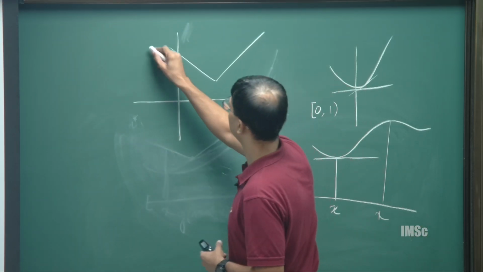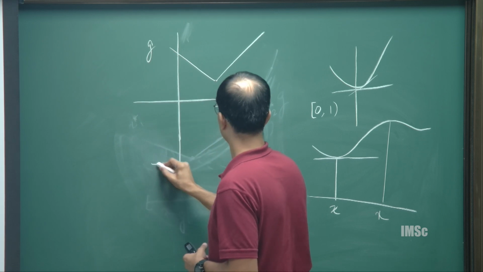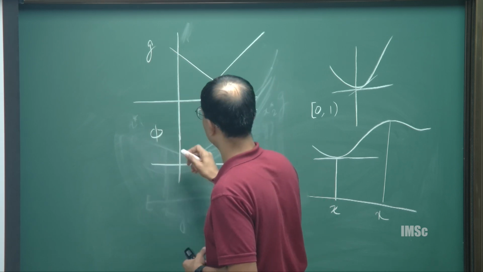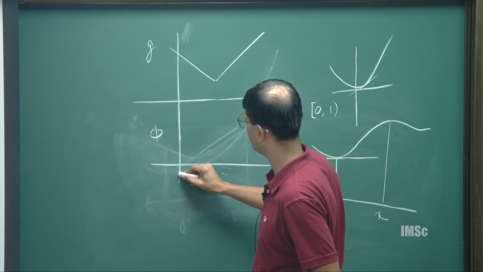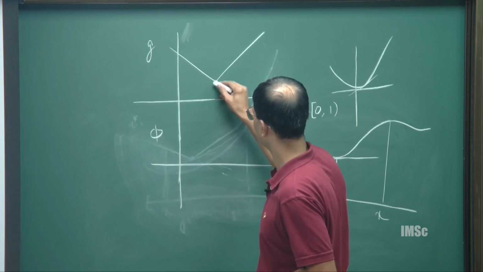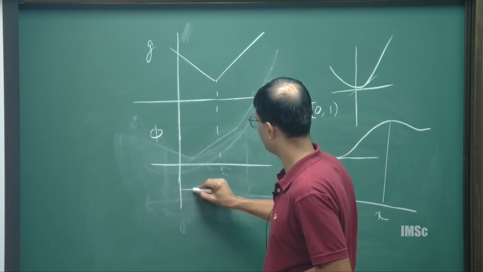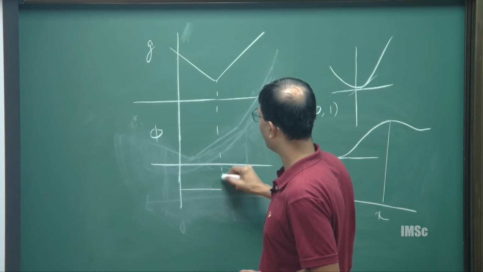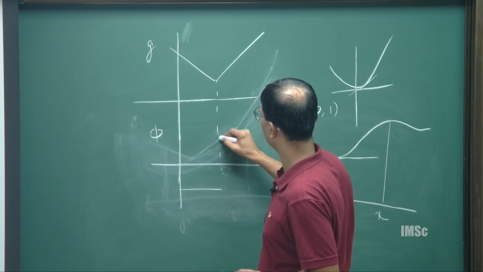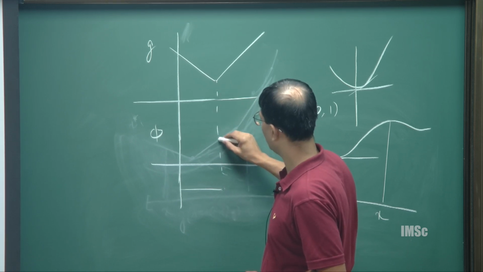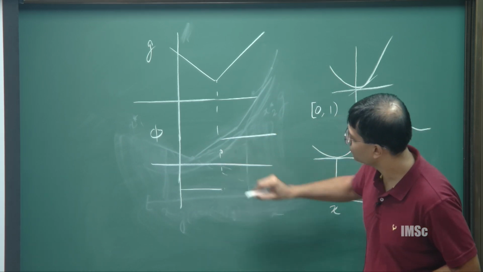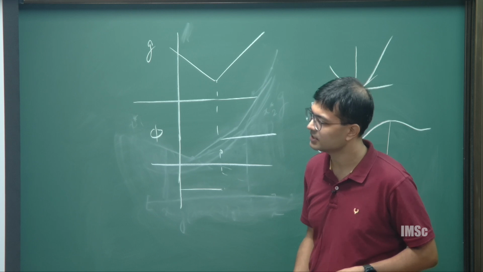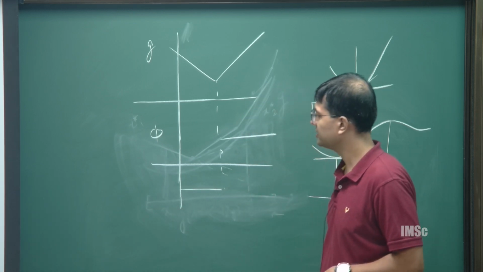Suppose this is my g function and this is my phi function. It is not unique, but you can always say that up to this point it was -1, and then you can pick any number between -1 and +1 at this point, and then start from here as +1. Let us say I pick this one. So this is one of the phi's, there can be multiple phi's.